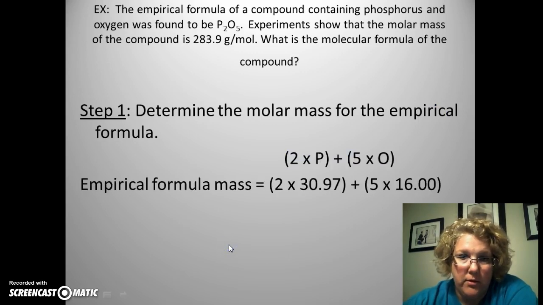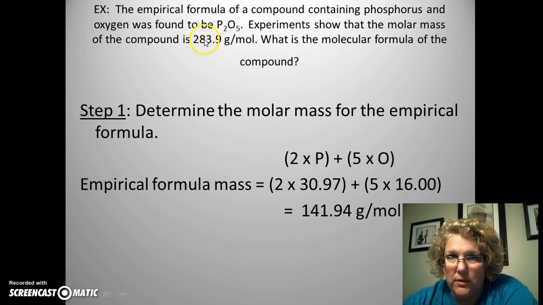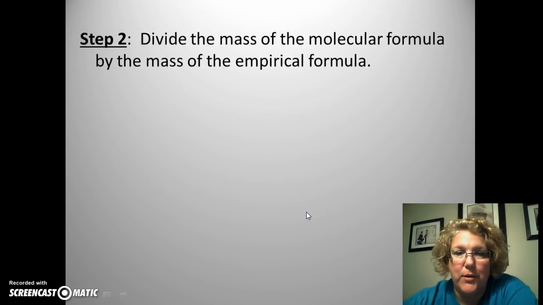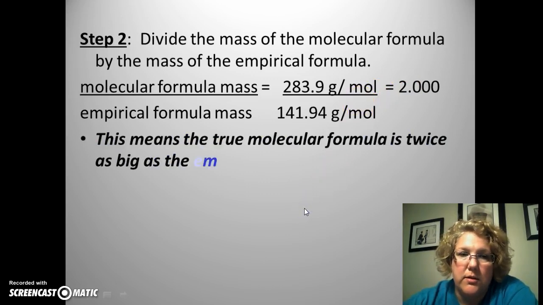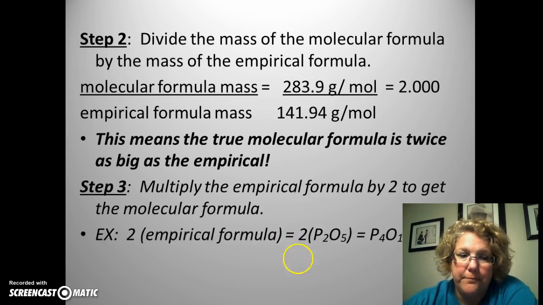Okay, 2 P's and 5 O's. Voila. Now it gives us the mass of the real one, 283. Well, 284 really. Just by looking, we can see that 284 is kind of twice the 142 here. So the real formula is twice the empirical. If you don't believe me, you can divide it and see. So the real molecular formula is just going to be twice as big as the baby empirical formula. So instead of P2O5, it is P4O10.